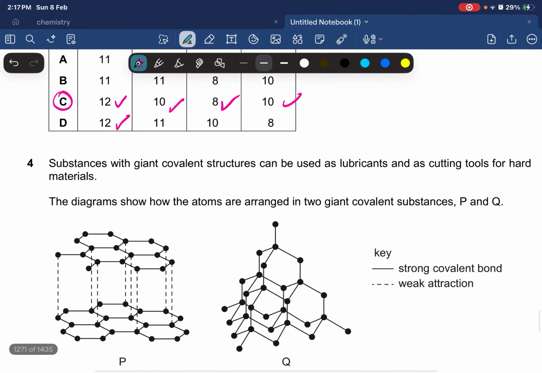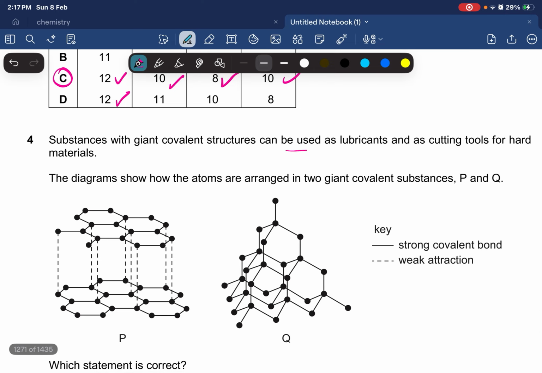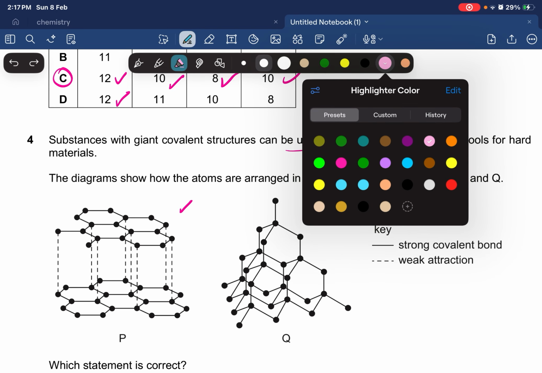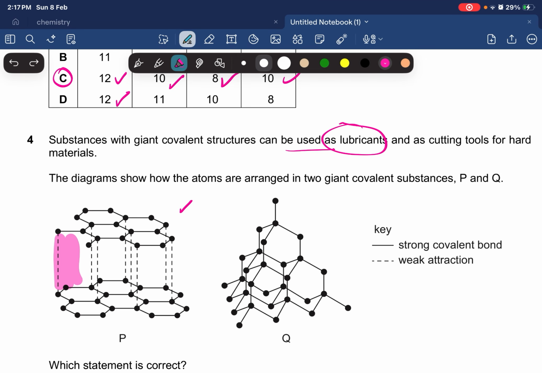Okay. Substances with giant covalent structures can be used as lubricants. Yeah, graphite is used as a lubricant. Why? Because the layers of graphite, no, we only have to use pink color. The layers of graphite, these are the layers of graphite. When force is applied, the layers can slip and slide over each other. Why can the layers slip and slide over each other? Because there are weak intermolecular, weak van der Waals forces between the two layers.